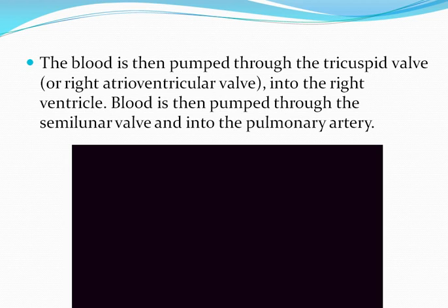Now, the blood that is going to be leaving the lungs is going to be high in oxygen. This blood is now going to travel from the lungs via the pulmonary vein to the left atrium, through the bicuspid valve to the left ventricle, through the semilunar valve to the aorta.